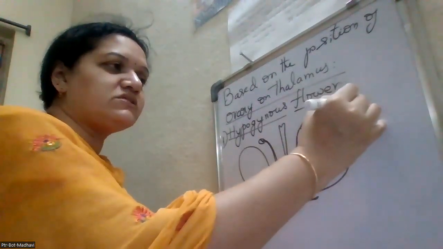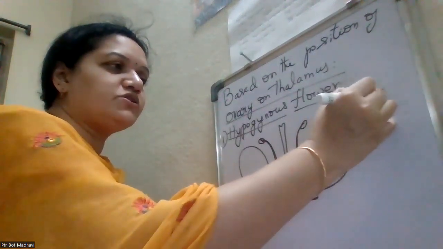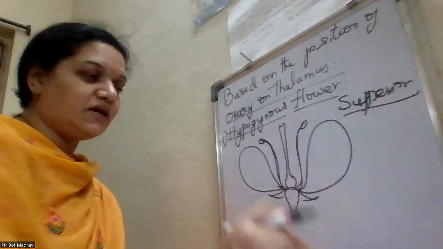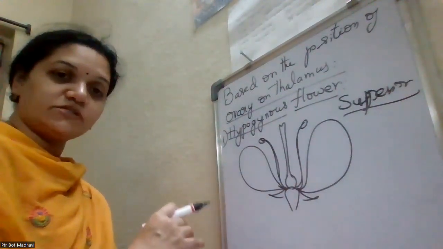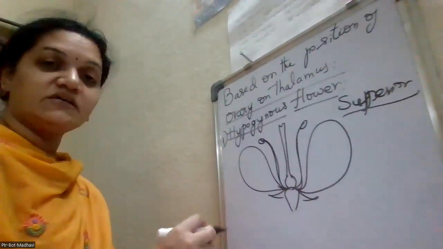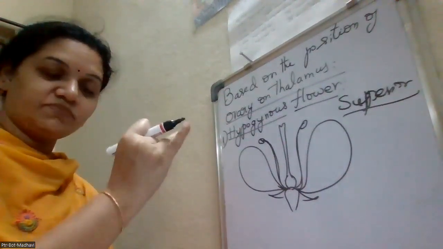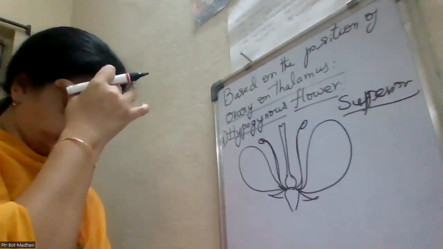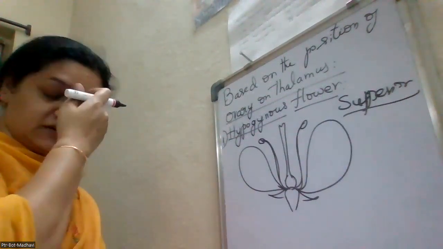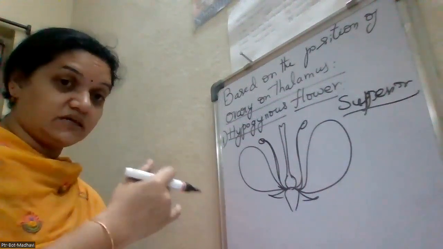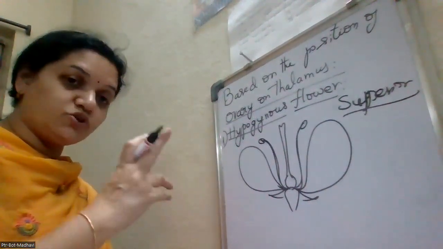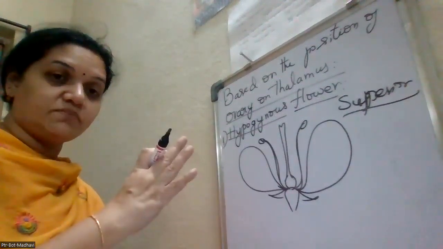What is the position of the ovary? This is superior in nature. The best examples for the hypogynous flower are hibiscus and datura, that is the Solanaceae family members. And mustard also comes under this. Whenever we say hibiscus, then along with that, brinjal will come. So, four examples.